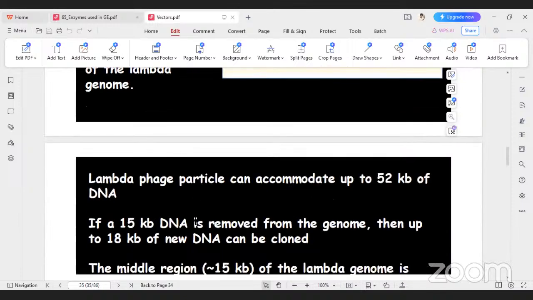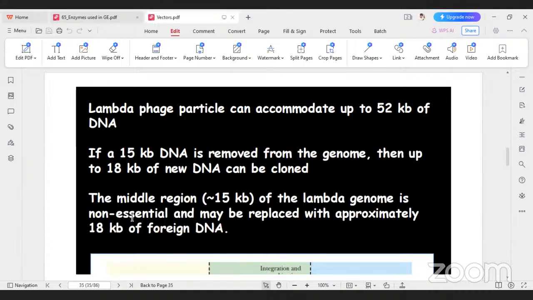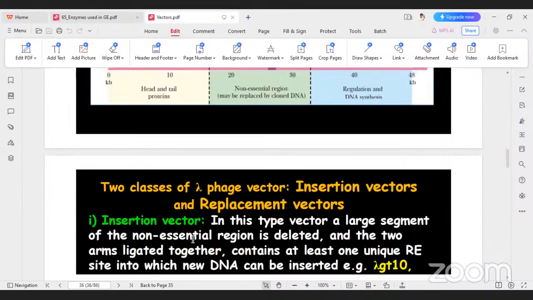The lambda phage particle can accommodate up to 52 kb of DNA, but the plasmid cannot carry that much. If a 15 kb DNA is removed from the genome, then up to 18 kb of new DNA can be cloned. The middle region of about 15 kb of the lambda genome is non-essential and may be replaced with approximately 18 kb of foreign DNA. The two classes of lambda phage vector are insertion vector and replacement vector.